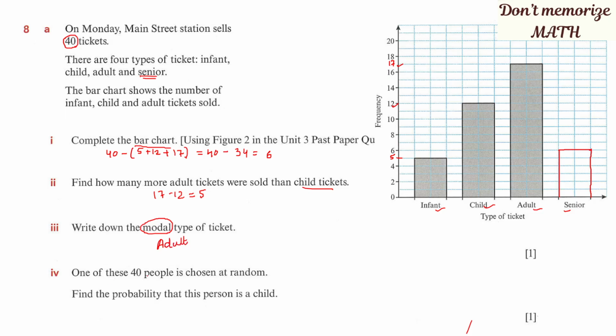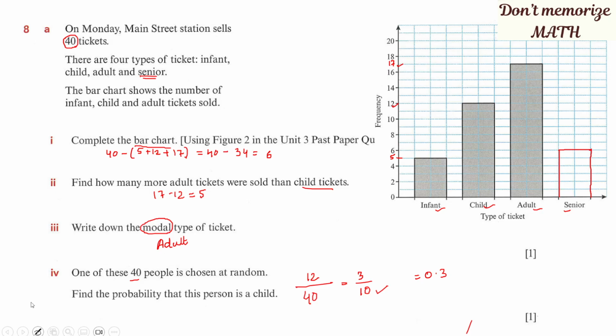Then one of these 40 people is chosen at random. Find the probability that this person is a child. So in total we have 40, and we need child tickets. How many child tickets do we have? We have 12. So 12 out of 40 is the answer. This is a fraction, and whenever you have a fraction, you have to simplify it. Both of them you can simplify, and you can write it as 3 over 10. So 3 over 10 is right, otherwise 0.3 is also right.